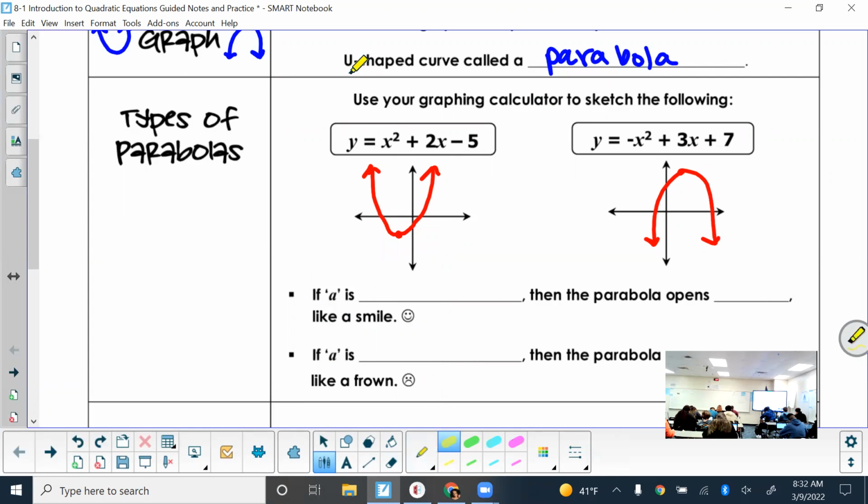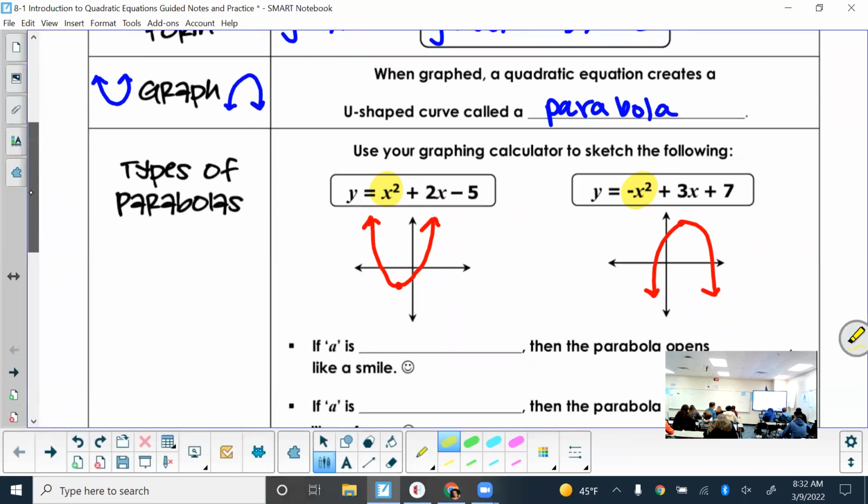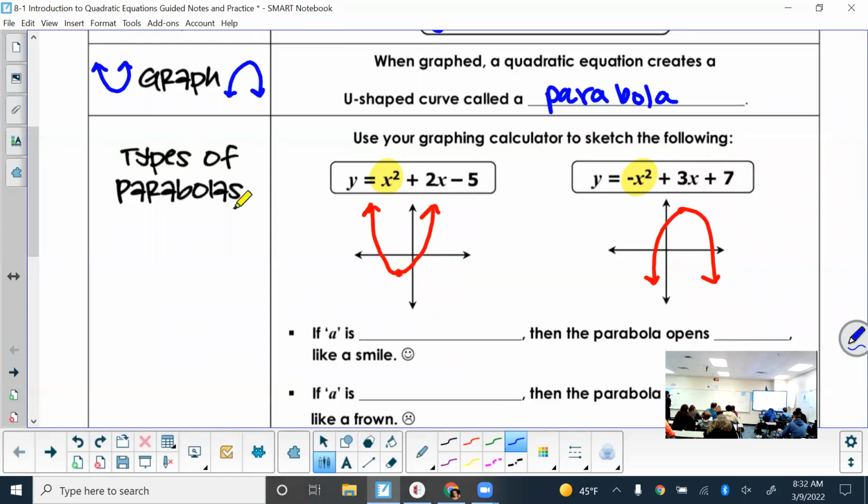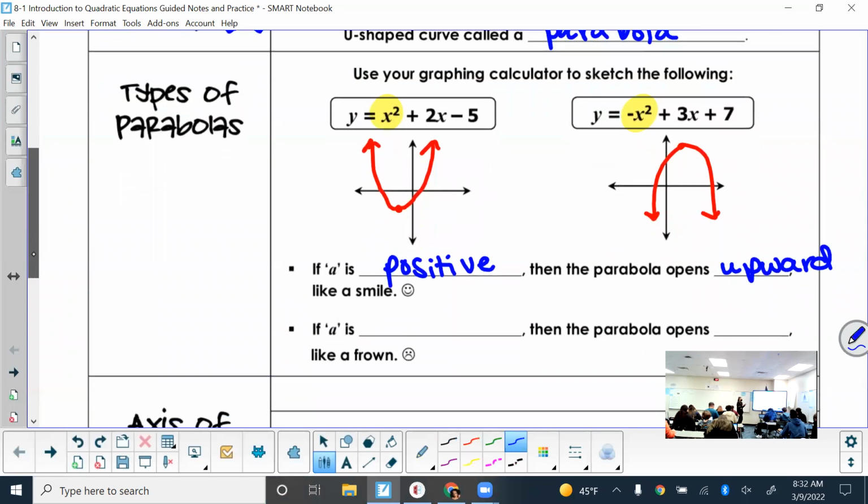But again, before even sketching it, I know this one opens upward because it's positive x squared, and I know this one opens downward because it's negative x squared. So let's fill in these blanks. If a, which is the number in front of the x squared, is positive, then the parabola opens what direction? Upward. You can just say up, but I like saying upward. Like a smile. When positive things happen, they make you smile. So that parabola is positive.